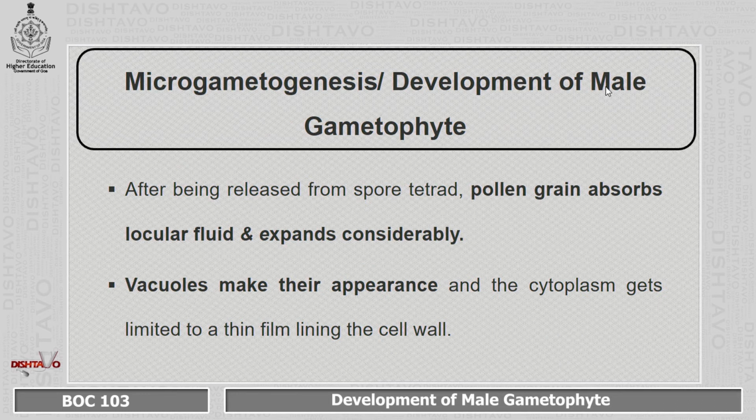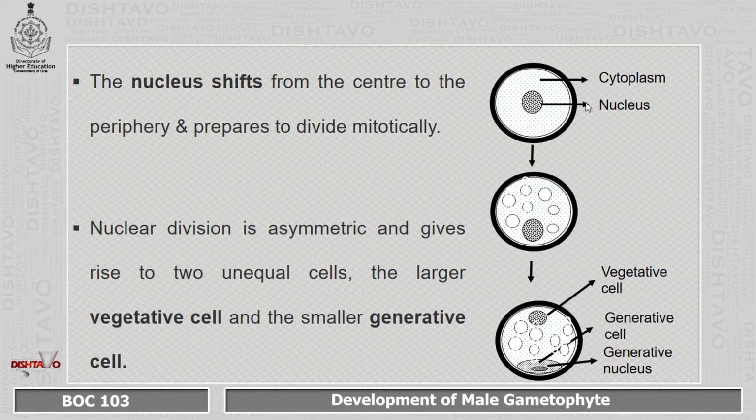Microgametogenesis or development of the male gametophyte. After being released from the spore tetrad, the pollen grain absorbs the locular fluid and expands considerably. As a result of expansion, vacuoles will be very prominent and the cytoplasm will get limited to a thin film lining the cell wall. We can see here a picture of the pollen grain. After the locular fluid absorption, it has expanded. As a result, the cytoplasm will move towards the periphery.